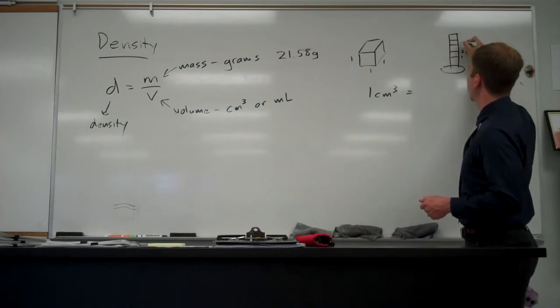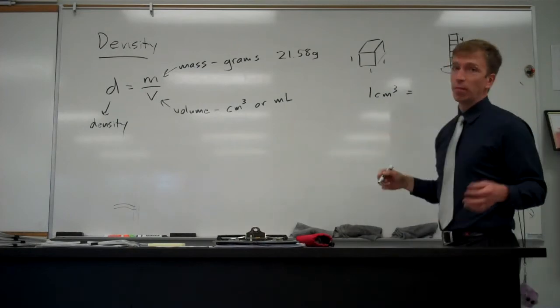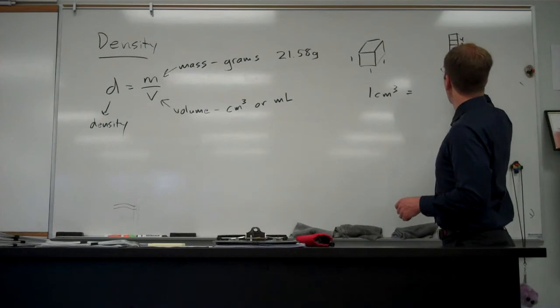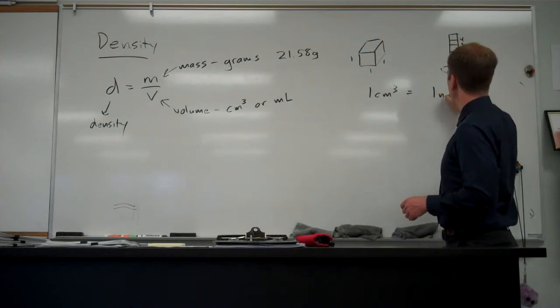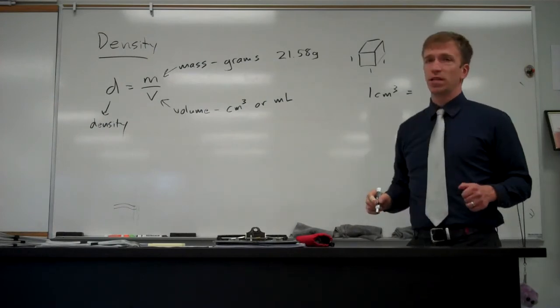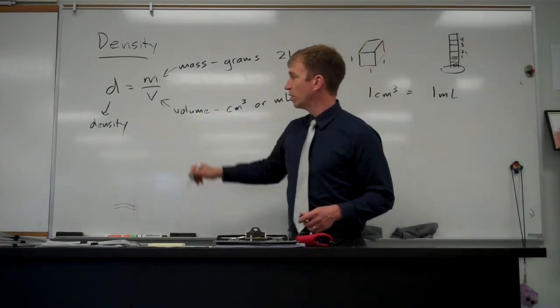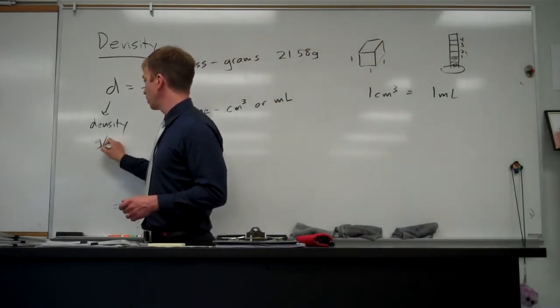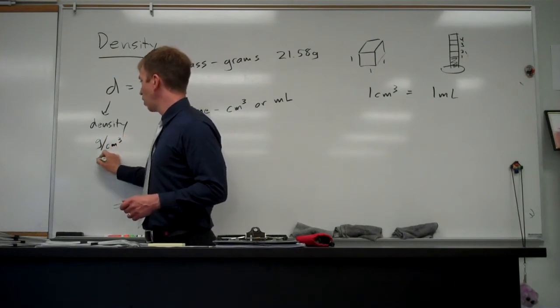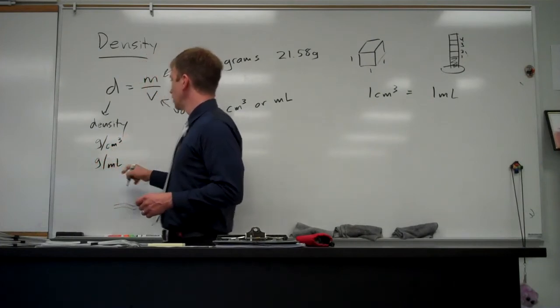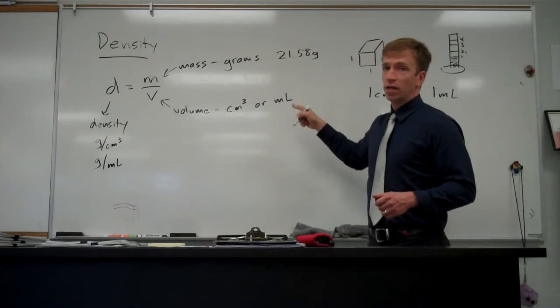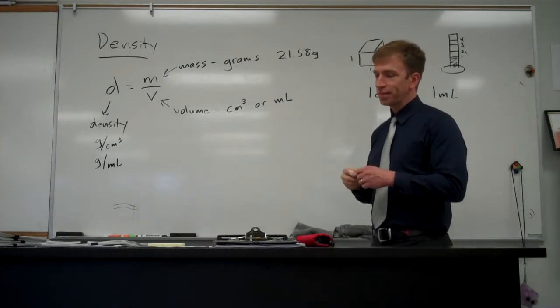So if this is a graduated cylinder and each one of these black marks is 1 milliliter, that is the same volume as 1 cubic centimeter. So we can almost use these units interchangeably. This means that your units for density are going to be either grams per centimeter cubed or grams per milliliter, depending on which unit your measurements are made in.